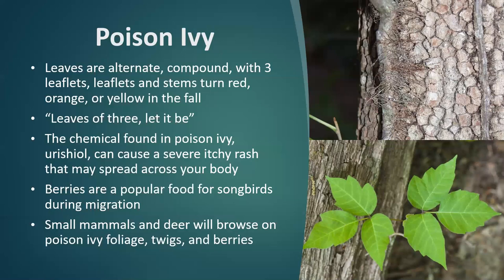Now, it is a popular food source among many different wildlife species. It is a fruiting vine, so it does produce little white and blue berries, and those are readily eaten by many songbirds, as well as pheasants and quail. And of course, small mammals and deer are going to browse on the leaves, on the twigs, as well as on those berries. But the big thing to remember about poison ivy is leaves of three, let it be.